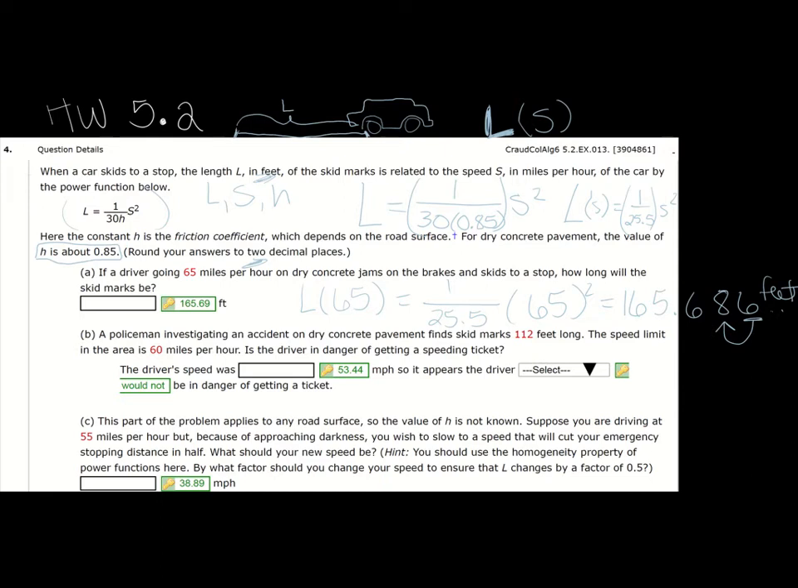All right, we can look at part B. It's asking you a different question. It's asking us to think of this question kind of inside out. A policeman is investigating an accident that occurred on dry concrete. The skid marks, I'm going to work this part in pink, the skid marks were 112 feet long. The speed limit in the area, S, better be 60. That's miles per hour. Is the driver in danger of getting a speeding ticket?